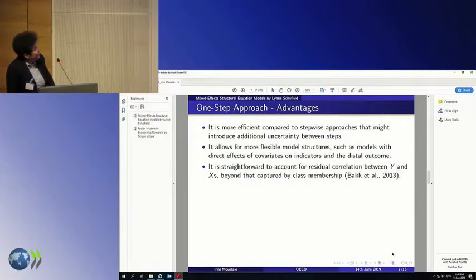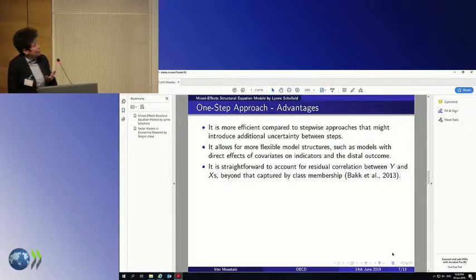Now, what are the advantages of the one-step approach? Is you can do everything in one go. It allows for flexible model structures. You can have nonlinear models in your separate regression. You can combine it with any type of indicators.